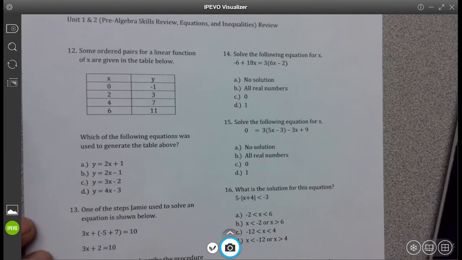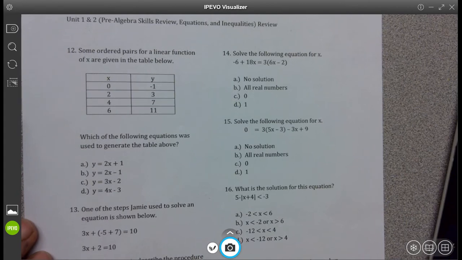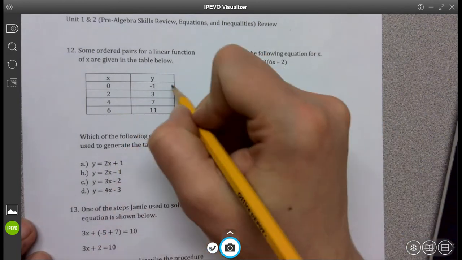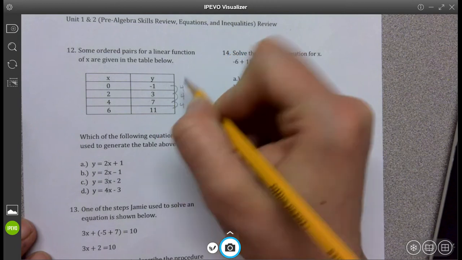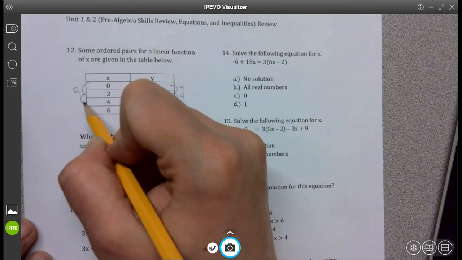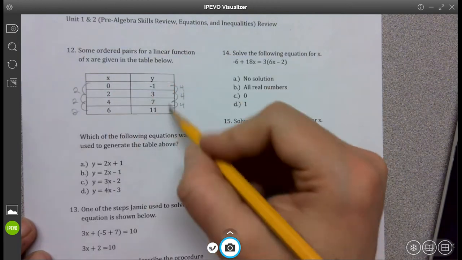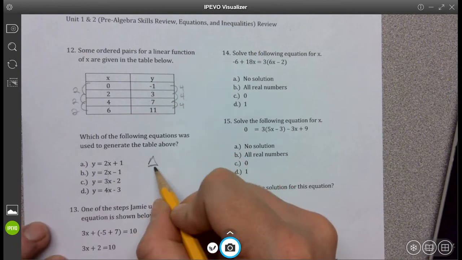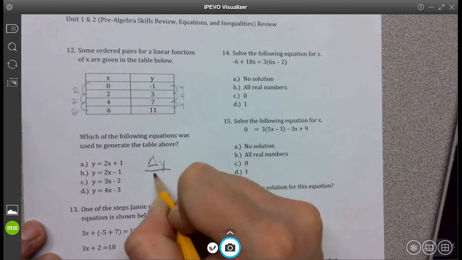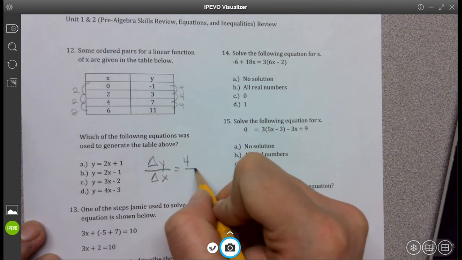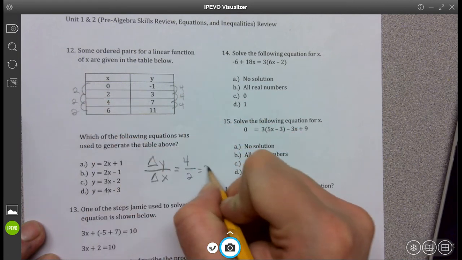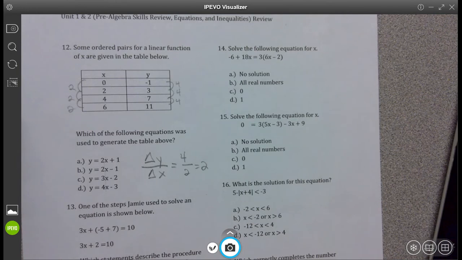Number 12. Some ordered pairs for a linear function are given below. Which of the following equations was used to generate the table? Well, we know slope is change in y over the change in x. So my y is my change. That's what this delta, this triangle means. Change in y over change in x. Well, the change in y was positive 4 over the change in x, which is 2. My slope, therefore, is 2.